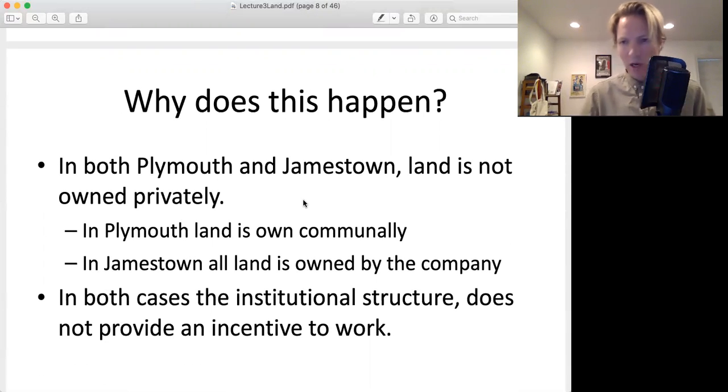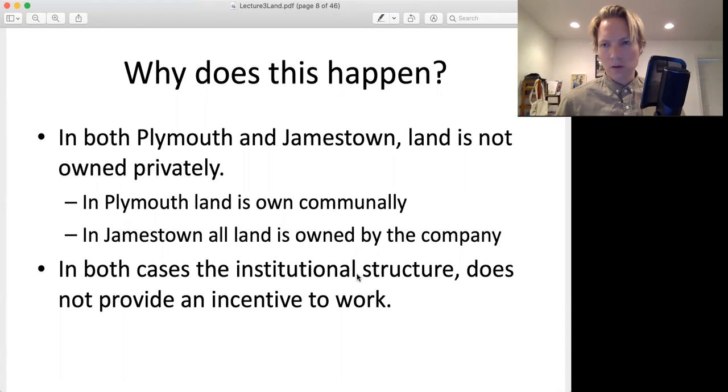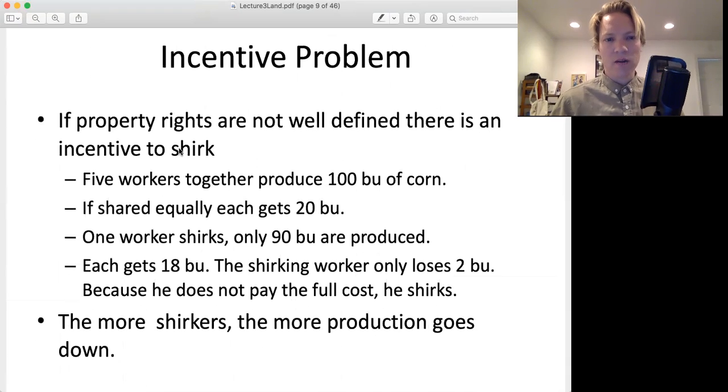Okay. And so this is the issue of incentives. Your institutional structure creates certain incentives. So we have communal land or land owned by the company. And here, there's not a lot of incentive to work the land to the utmost of your ability, by this simple math equation. If there are 5 workers working together, producing 100 bushels, each person gets 20 bushels if we're splitting that evenly.